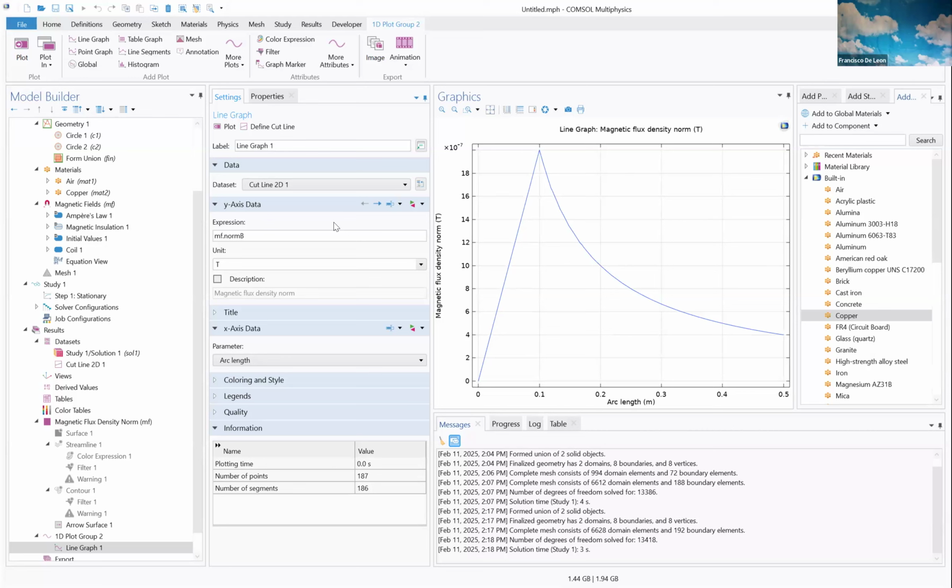Question: the peak point of the graph, is it dependent on the potential we apply, or does it depend on the current? The peak is computed from H dot L, which equals the current enclosed. Whatever current is enclosed will give you the peak. The maximum you enclose is at the surface of the conductor.